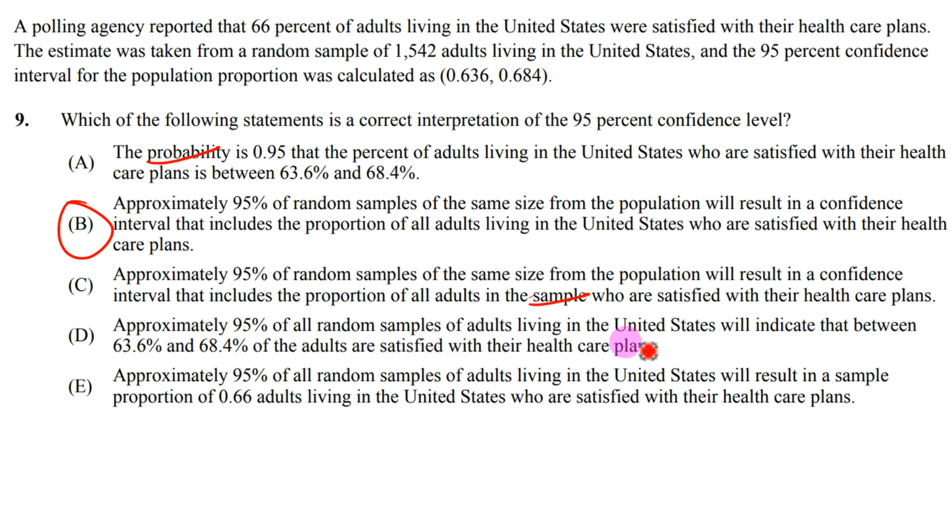Of all random samples of living adults, approximately 90% of all random samples of adults living in the United States will indicate that between... not 95%, will not. We're not going to have the same one 95% of the time. 90% will result in a sample proportion. No. That means we get the same. Basically, D and E are actually like the same answer. So both of those are out. But B is basically our straight up definition of confidence level.